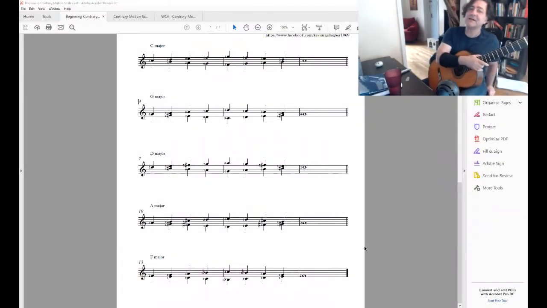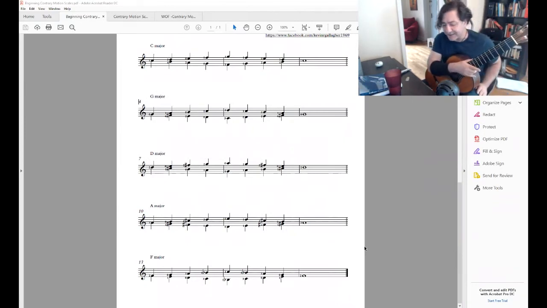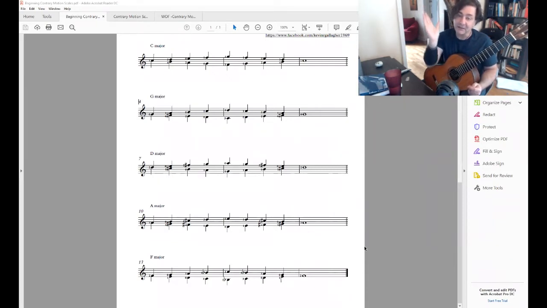So today we're going to talk about contrary motion scales. It's one of the things that pianists learn that guitar players don't learn, and I think it's really important for guitarists to understand contrary motion because classical guitar music, and classical music in general, has lots of contrary motion. Contrary motion simply means that one voice goes down while another voice goes up, or one line goes down, if you want to think of it that way, and the other line goes up.